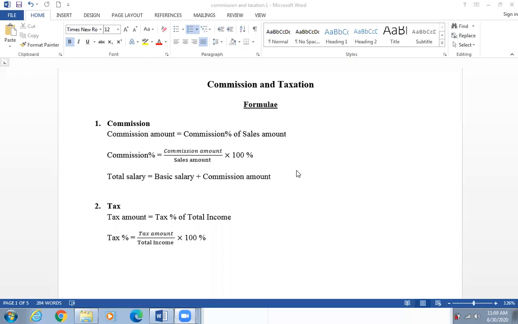So commission means, whenever you go for shopping or something else, if you are not willing to go, and your baba or your mom will say, I'll give you commission if you go there. Then you'll go there and take 5 rupees, 10 rupees, maybe 50 rupees. So that is a commission.